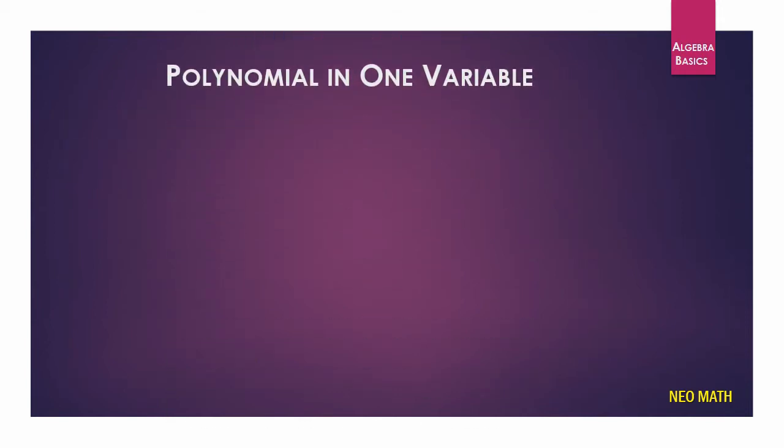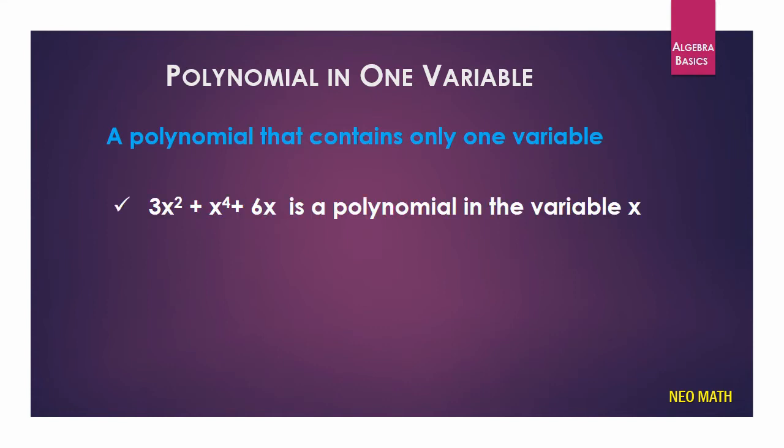Polynomial in one variable. A polynomial that contains only one variable is a polynomial in one variable. For example, 3x square plus x power 4 plus 6x. So in this polynomial we have 3 terms. In all the terms we have the variable x. So it is a polynomial in one variable x.